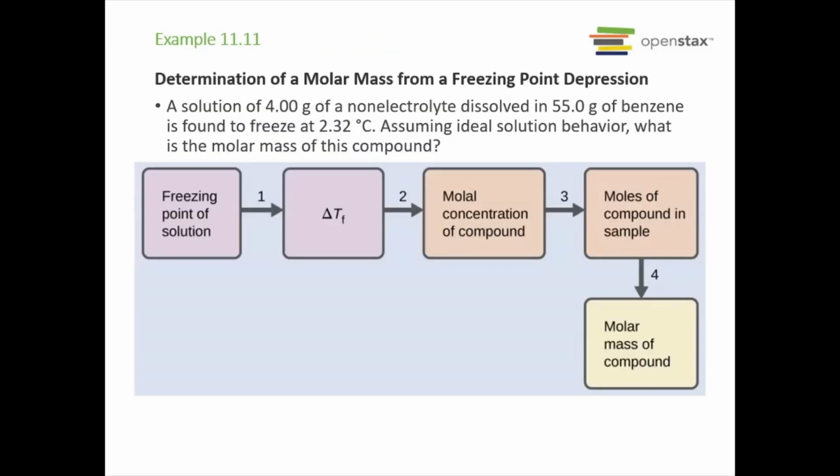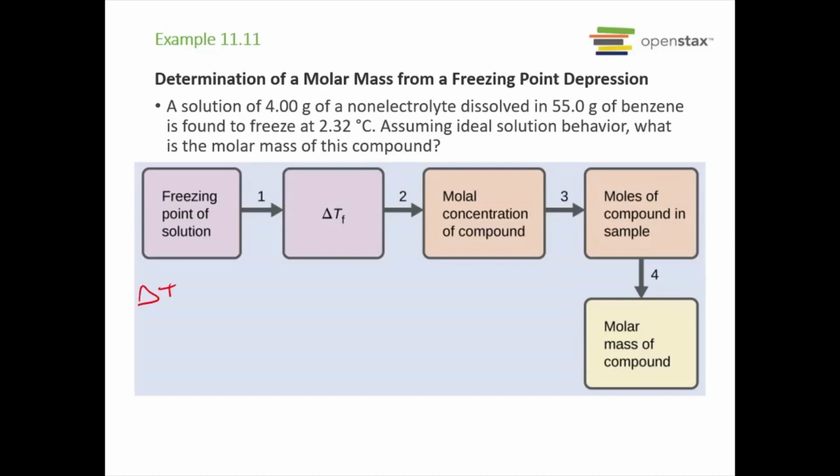So let's look at an example here. We have a solution of 4 grams of a non-electrolyte dissolved in 55 grams of benzene, and it's found to freeze at 2.32 degrees Celsius. We're going to assume ideal solution behavior and find the molar mass of this compound. So the first thing we have to do is take that freezing point and find delta TF.